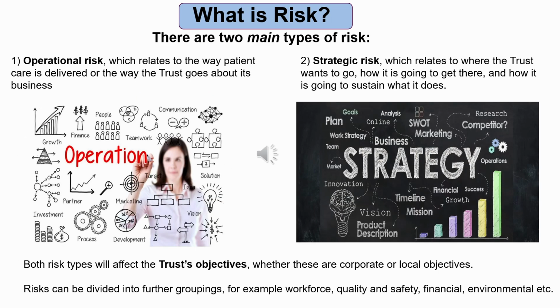There are two main types of risk. The first is operational risk, which relates to the way patient care is delivered or the way the trust goes about its business. Then there is strategic risk, which relates to where the trust wants to go, how it is going to get there, and how it is going to sustain what it does. Both risk types will affect the trust's objectives, whether these are corporate or local objectives. Risks can be divided into further groupings, for example, workforce, quality and safety, financial, environmental, and so on.